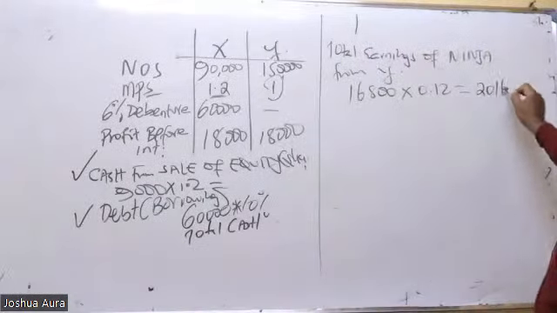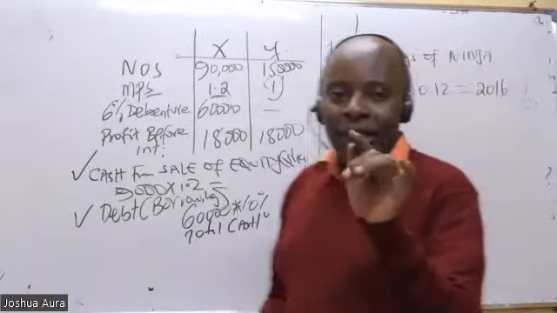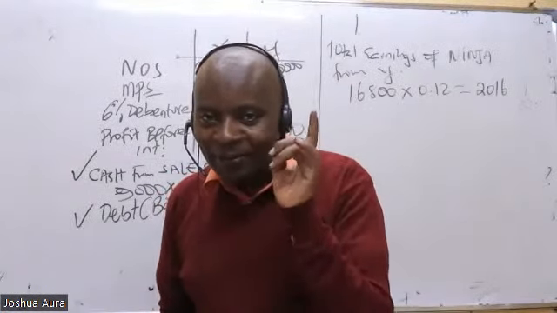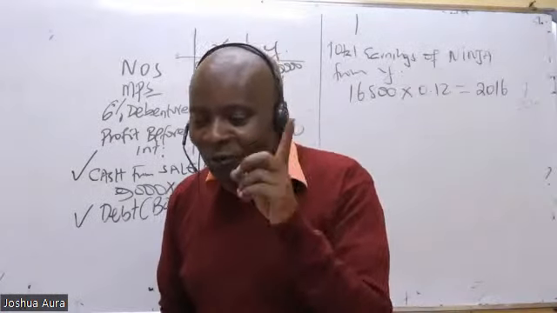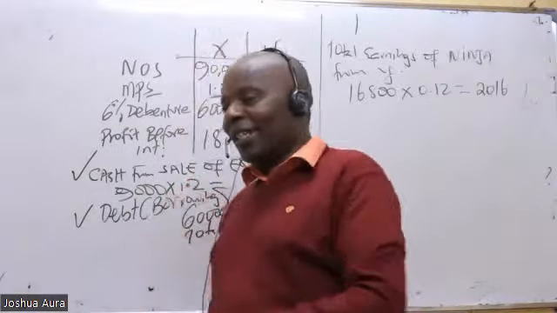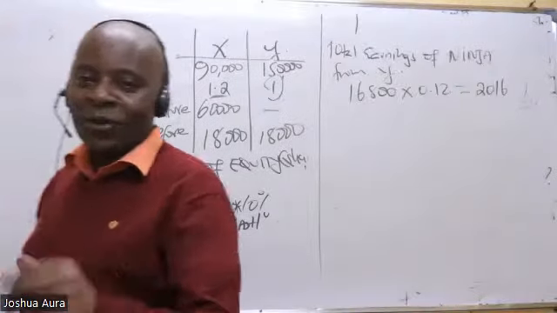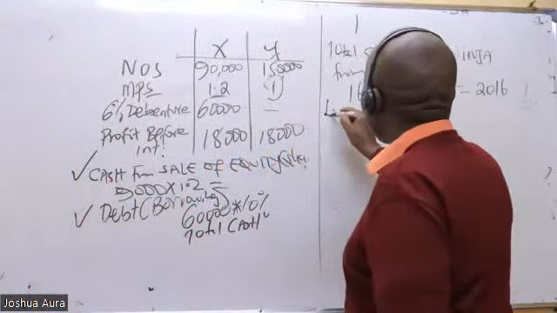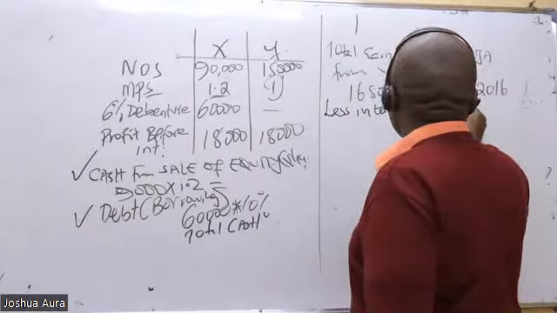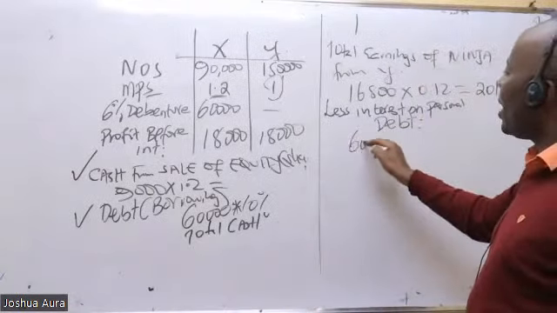But now remember, as he's enjoying these total earnings from company Y, he did some personal borrowing. Do you remember he borrowed from some place? How much did he borrow? 6,000, yes. So in this case, less interest on personal debt. The personal debt is 6,000.